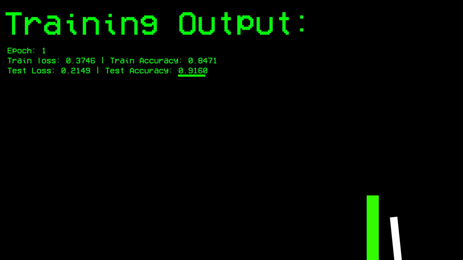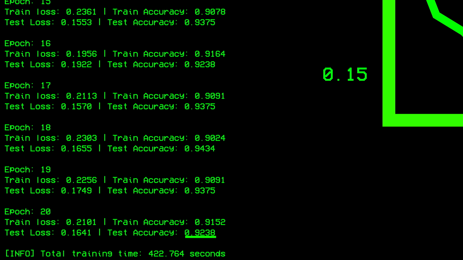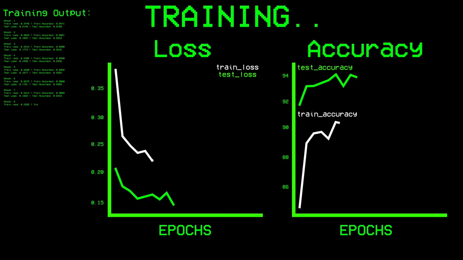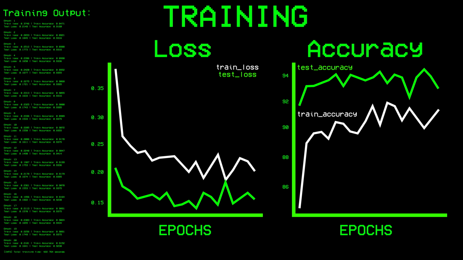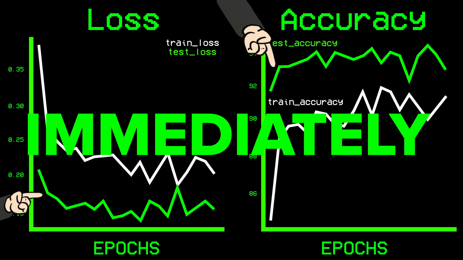Whoa, 91.6% accuracy on the first round of training. And after 20 rounds, it has an accuracy of 92.38%. Woo, nice. Look at those loss curves and accuracy plots. They have a very low loss and a very high accuracy almost immediately.